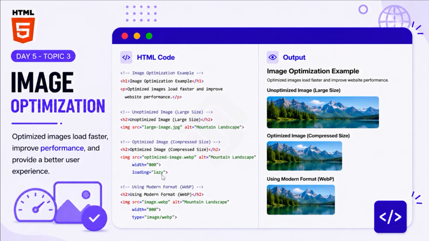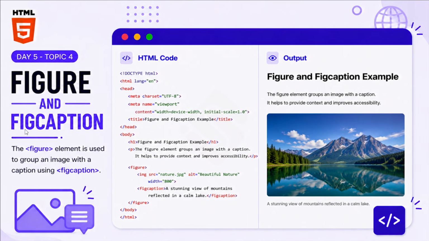So image optimization helps with faster websites, better SEO, improved user experience, and lower bandwidth usage. So always optimize images before uploading them to your website. Our final topic is figure and figcaption.